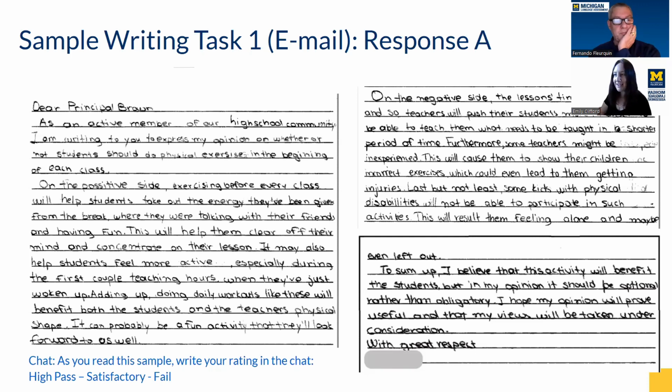Sure. Dear Principal Brown, as an active member of our high school community, I am writing to you to express my opinion on whether or not students should do physical exercises in the beginning of each class. On the positive side, exercising before every class will help students take out the energy they've been given from the break, where they were talking with their friends and having fun. This will help them clear off their mind and concentrate on their lesson.